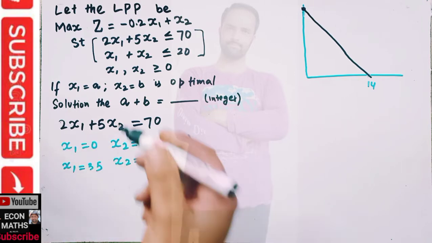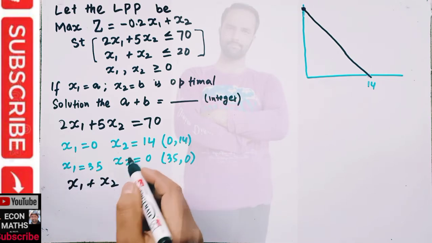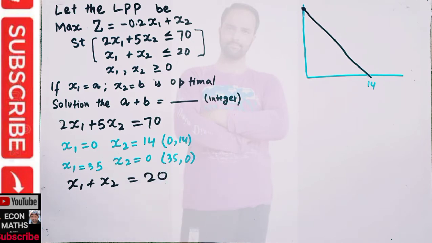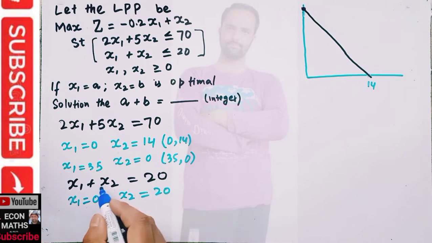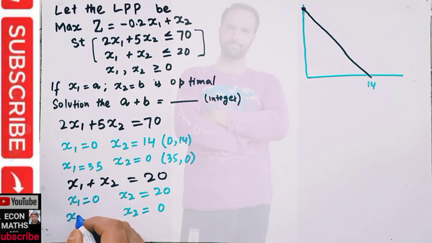Now take another, x1 plus x2, change this inequality into equality, x1 plus x2 is equal to 20. Similar procedure, put firstly x1 is equal to 0. If we put x1 is equal to 0, which implies x2 will be equal to 20. Okay, so 0 plus x2 is equal to 20. Now put x2 is equal to 0, which means x1 is equal to 20.